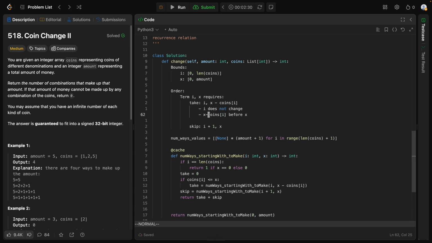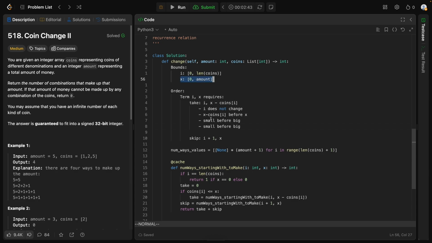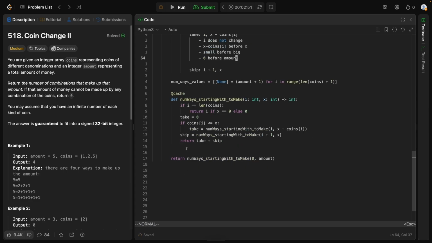Since coins of i is always positive, x minus coins of i is smaller than x, so I have to calculate the small values before the big values. So based on these bounds, the smallest value of x is 0, and the biggest value of x is amount. To implement this order, I'll use a for loop. For x in range, starting with the smallest value 0, and ending before amount plus 1. This is the order that I need to calculate the values of my amount x.